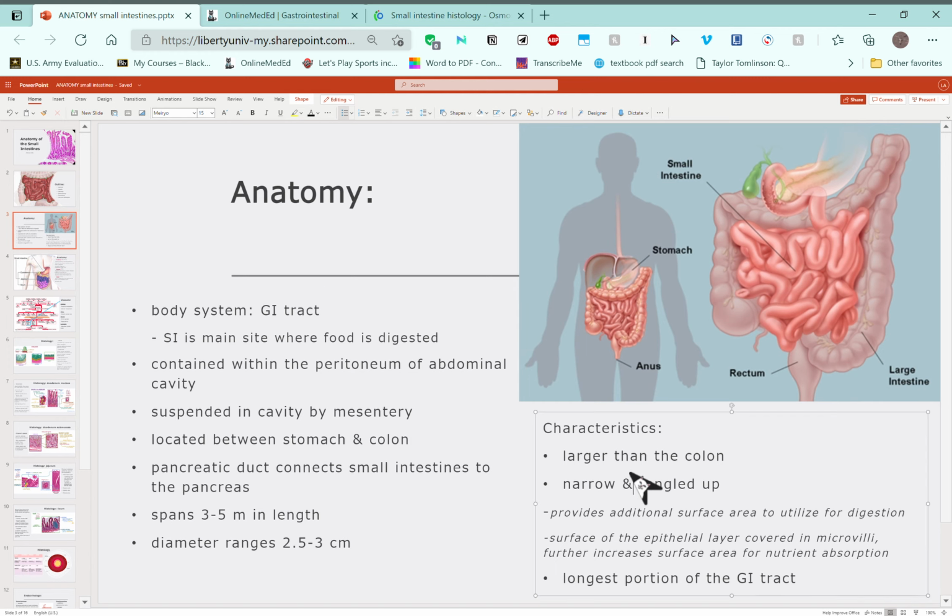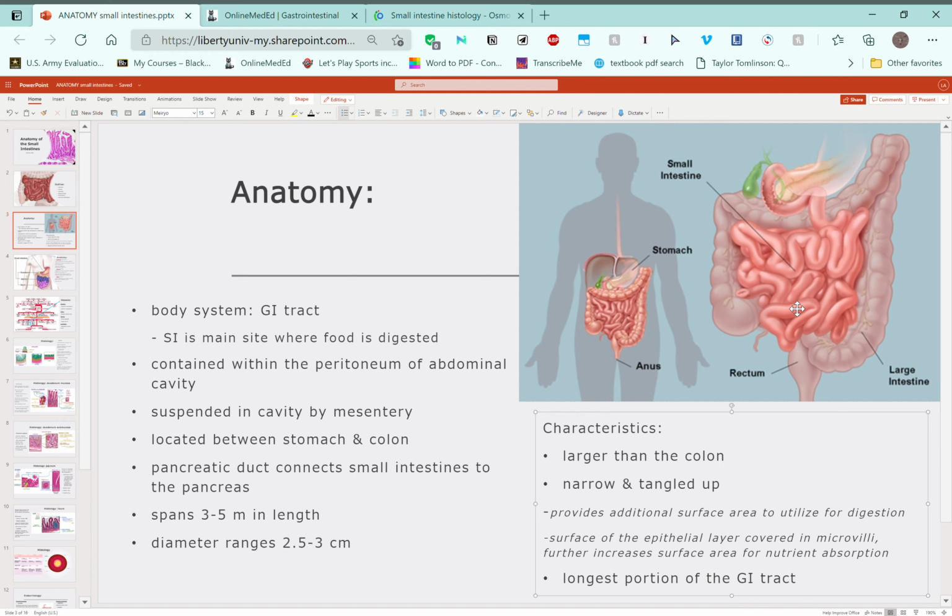Some characteristics of the small intestines: even though it is called the small intestines, it is in fact larger than the colon. The small part of its name actually refers to the fact that the small intestines is smaller in diameter than the colon, but because it's all coiled and tangled up and extremely long, it's actually a larger structure.